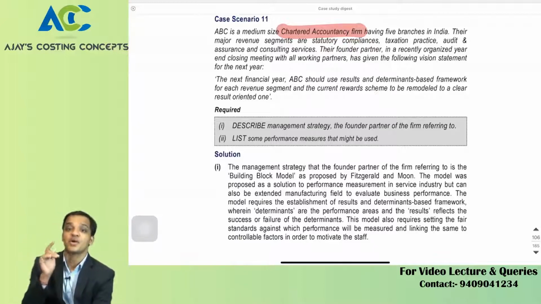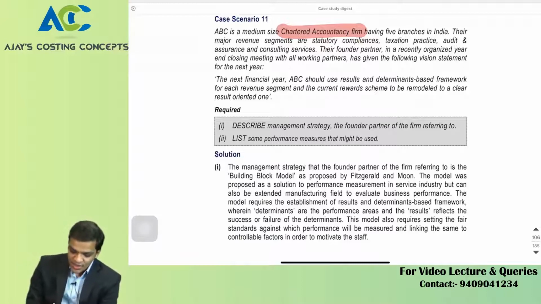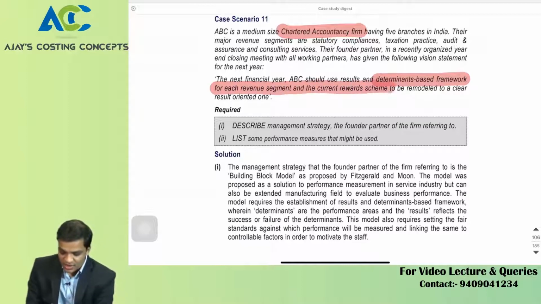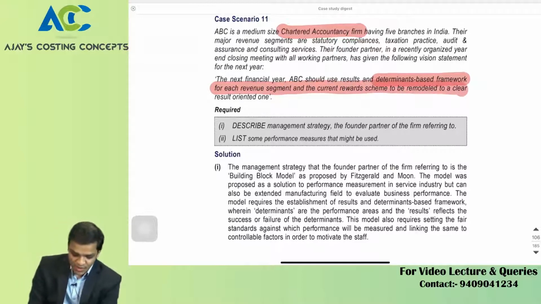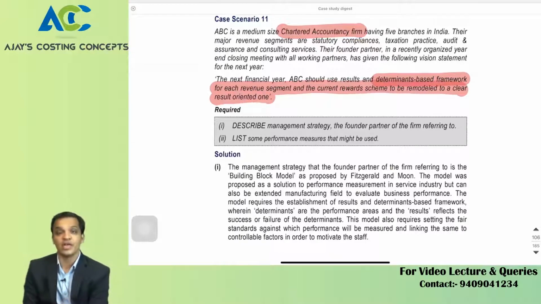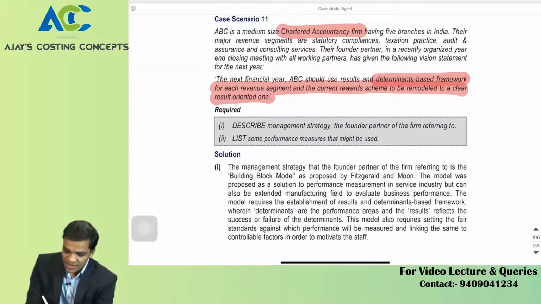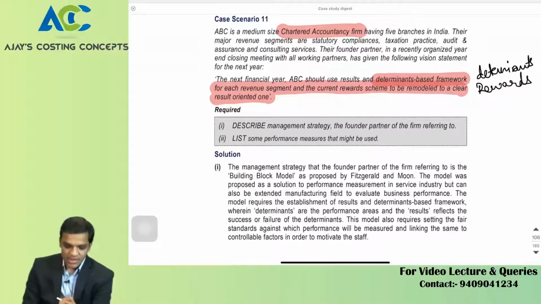See, understand the terminology over here. The ABC should use a determinants-based framework for each revenue segment, and the current rewards should be remodeled to be clear and result-oriented. The word they are using is determinants, and it is about how the reward should be provided, right? Correct, for each revenue segment, and those should be clear and result-oriented. So it should be clear.